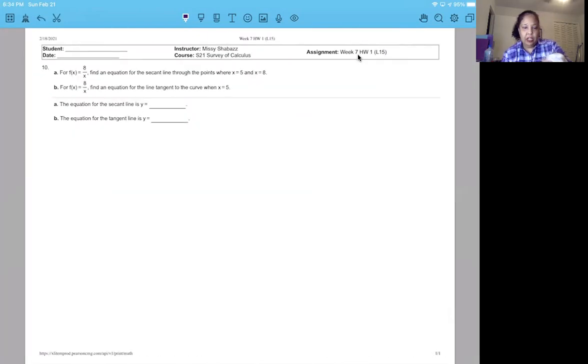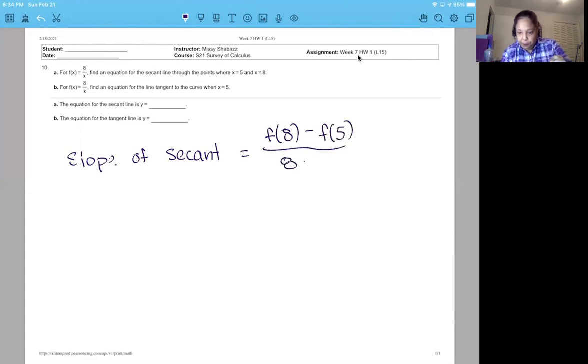All right, the next question. For f of x equals 8 over x, find an equation of the secant line through the points where x equals 5 and x equals 8. So the equation of the secant line, well, let's start with the slope. So that is f of 8 minus f of 5 over 8 minus 5.